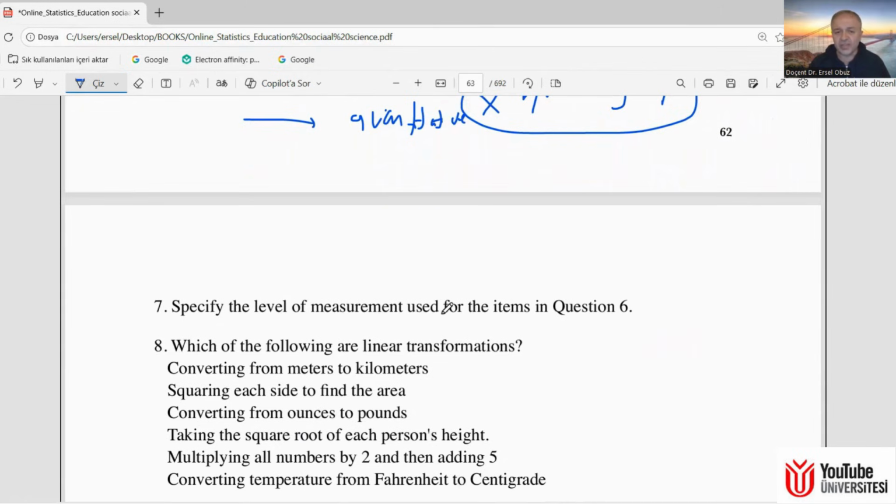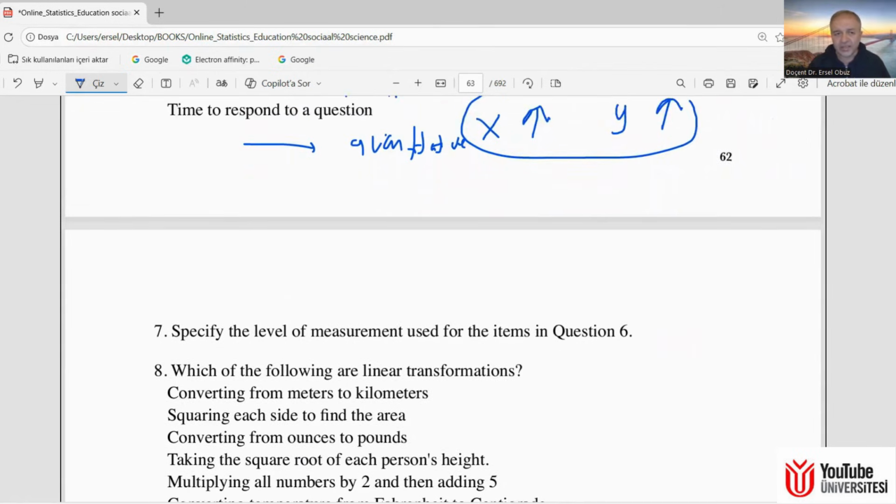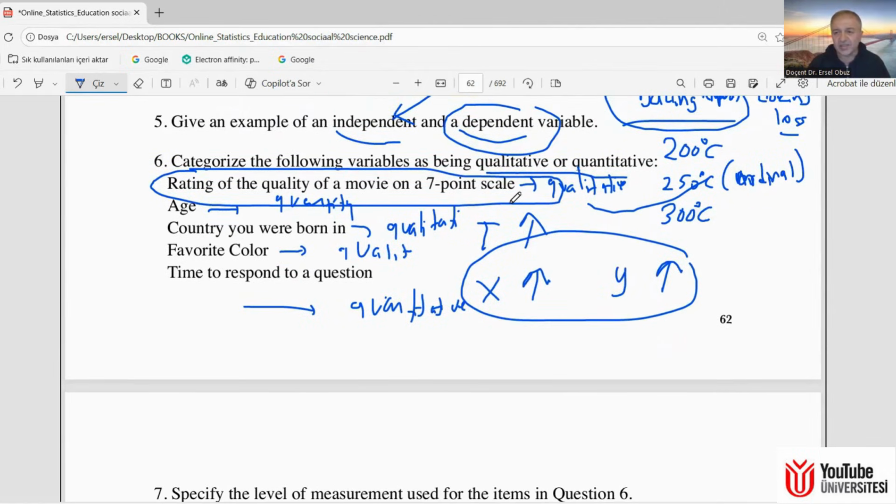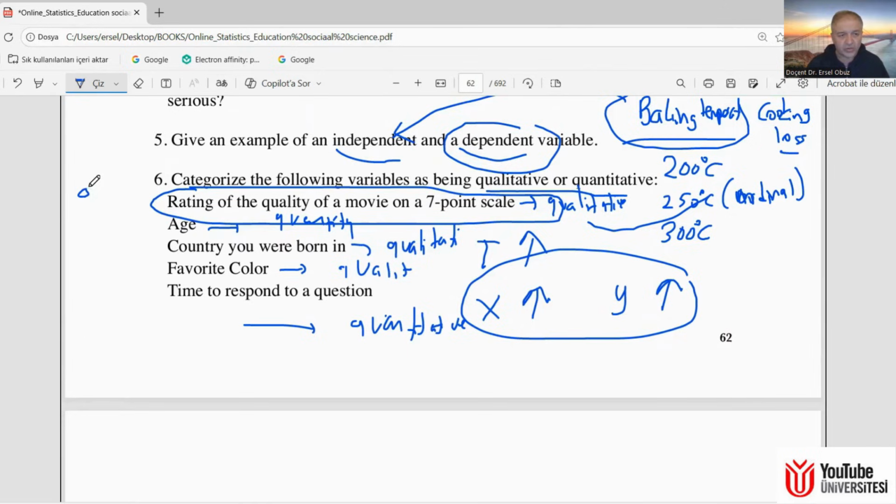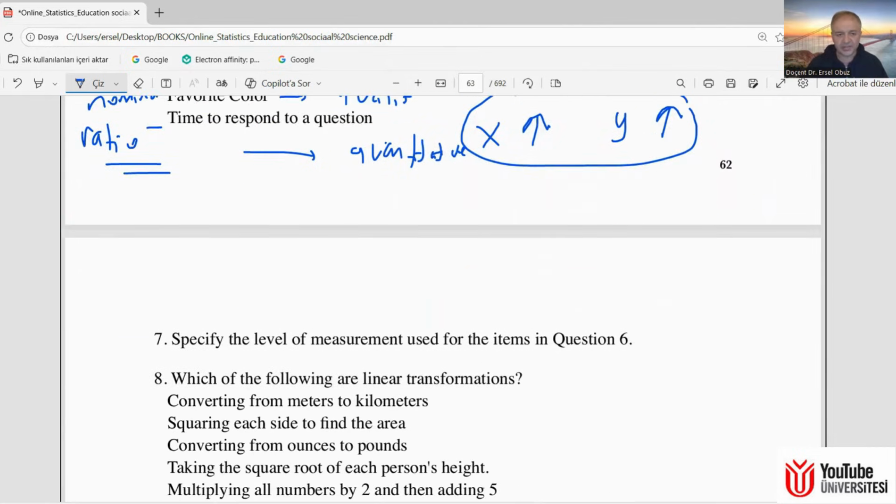Okay, so level of measurement used for the items. This is the 7-point scale, we can call this the ordinal level. The age is going to be ratio. Country you were born in is going to be nominal. Favorite color is going to be nominal, right? Because there is no order associated with it. Time to respond to a question is going to be another ratio variable, basically.